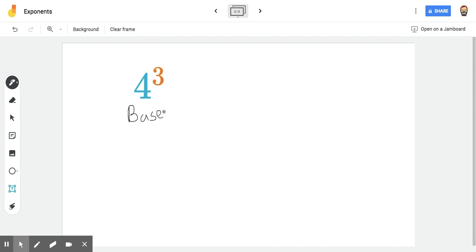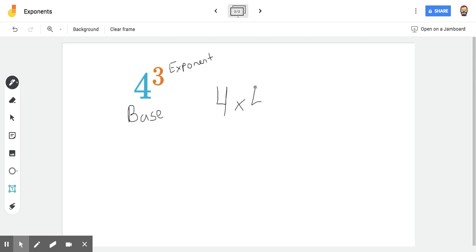3 is our exponent. So in this case, remember we're saying a power is a base and repeated multiplication. The exponent tells us how many times to multiply the base by itself. So in this case, 4. So the third power would tell me to take 4 and multiply it by itself 3 times.